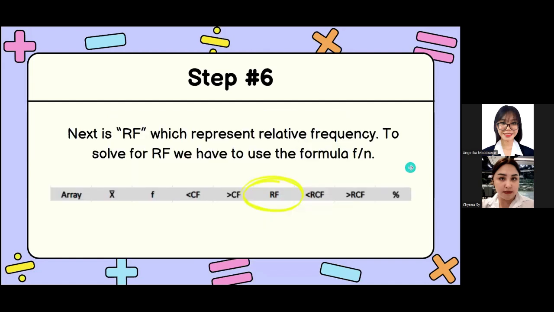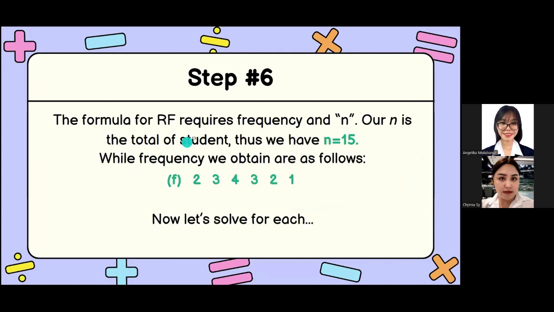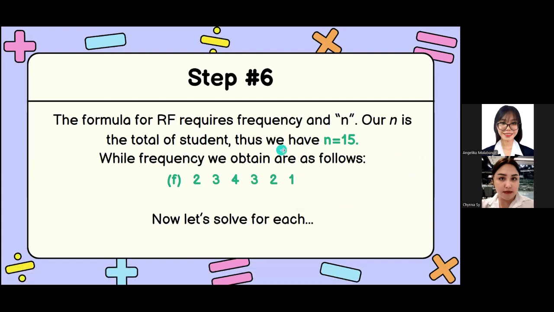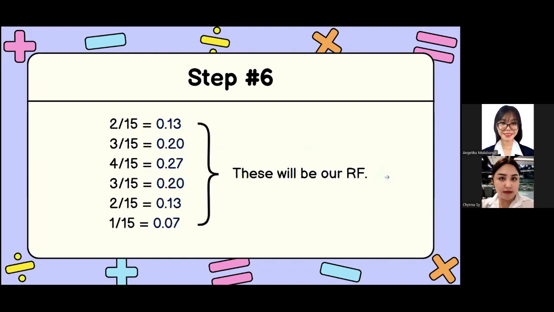Next naman is RF. RF represents relative frequency. And to solve for RF, we have to use the formula F over N. So for RF, kailangan natin again si frequency tsaka si N. Again, yung N natin is the total of students na nag-take ng math quiz. Thus, we have the N equals 15. And then, yung frequency naman natin, ito yung nakuha natin kanina, si 2, 3, 4, 3, 2, 1. Now, let's solve for each.